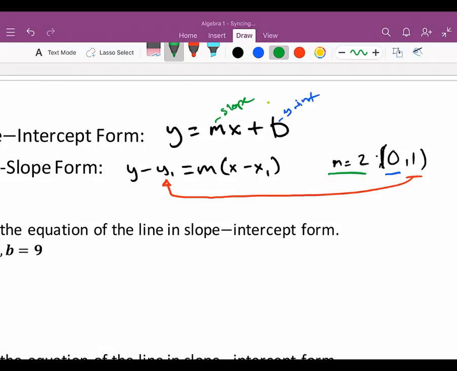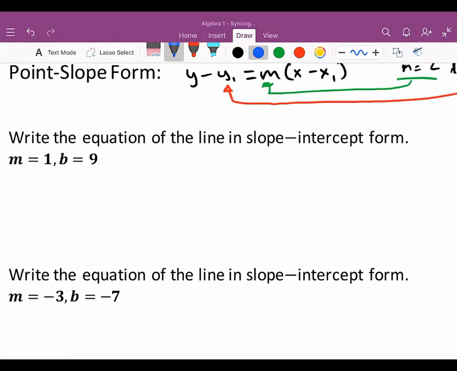If you notice, you know what m stands for. m would go where the slope is, and then it says parentheses x minus x1. Then you would take the 0, and that would go where the x1 is. So we're kind of just plugging in. In reality, you're getting three things: a slope, an x, and a y. If you're given a slope and a point, you're actually getting three things: a slope, a y value, and an x value. All right, so let's just review how to put things in slope-intercept form.